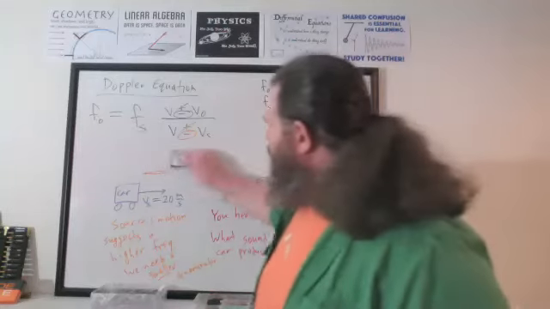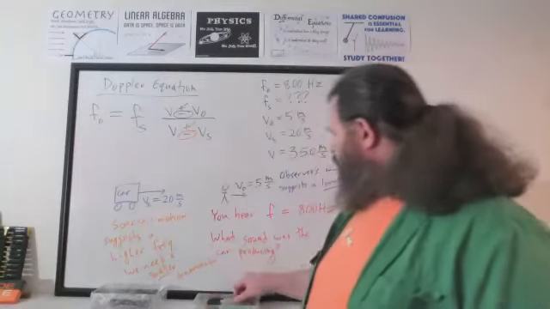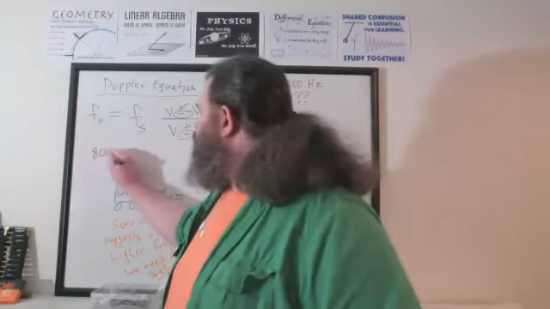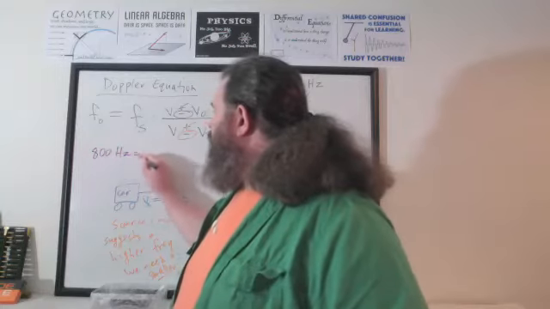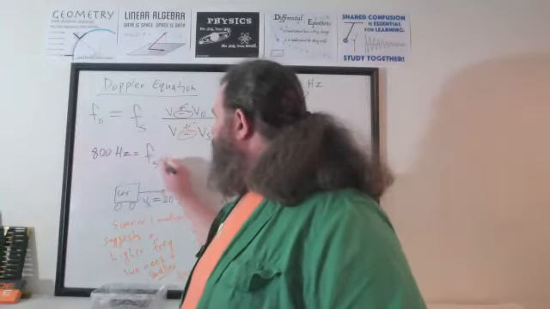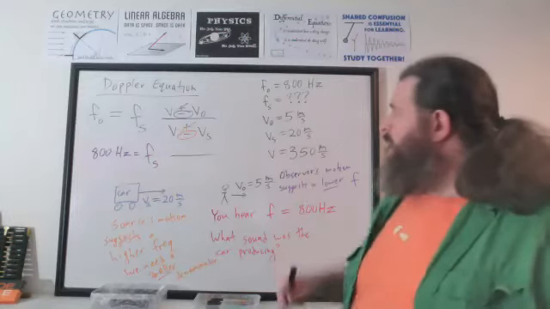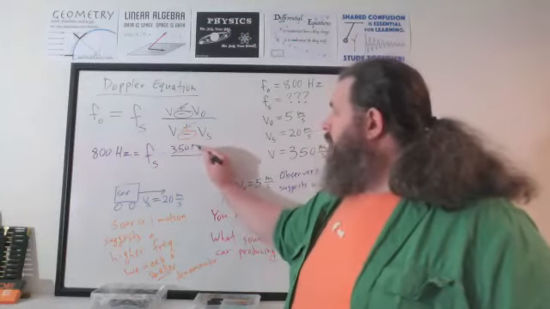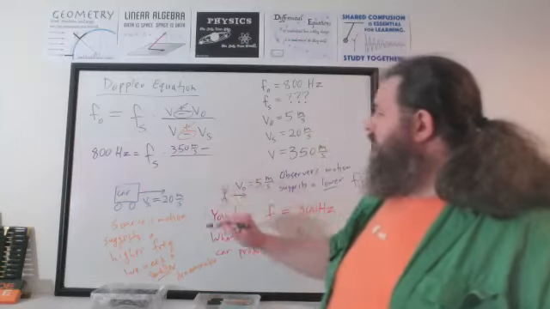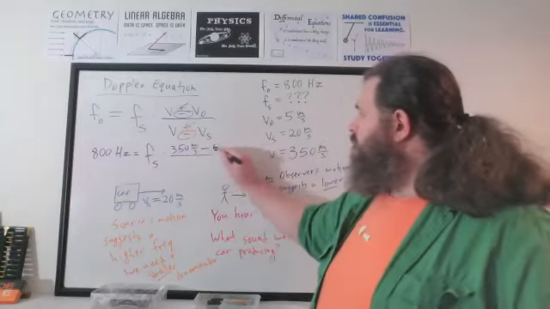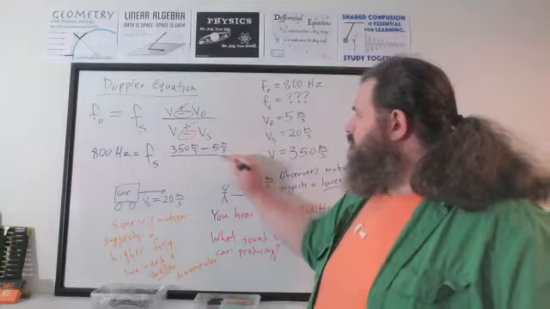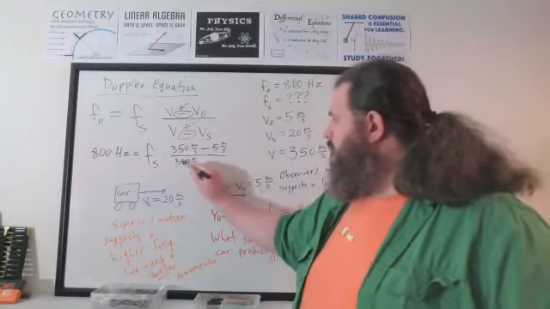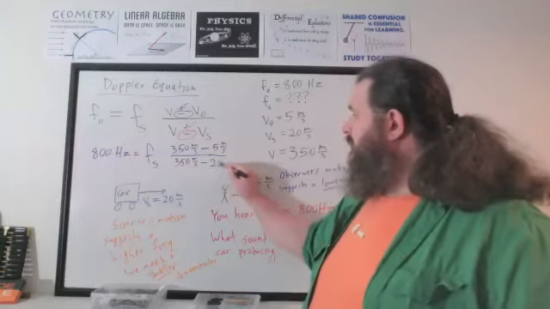Then let's try running the numbers. We've got the frequency of the observer, which we know, equals the frequency of the source, which we don't, times this ratio of the speed of sound in air minus the speed of the observer, over the speed of sound in air minus the speed of the source, the car.